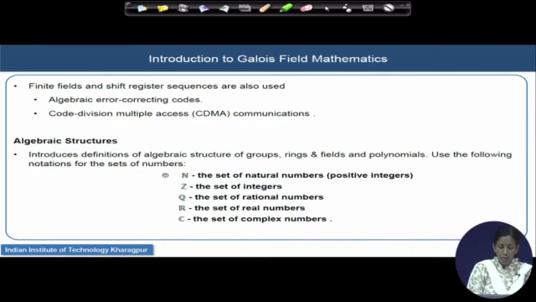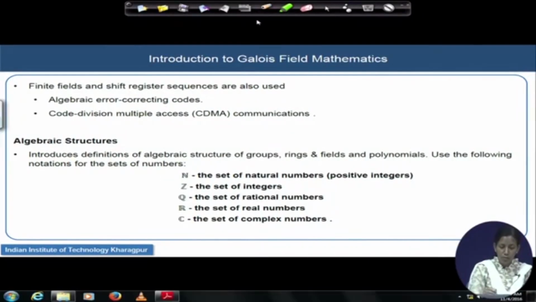N will be the set of natural numbers, Z the set of integers, Q the set of rational numbers, R the set of real numbers, and C the set of complex numbers. Okay. Natural number, integer, rational number, real number and complex number.